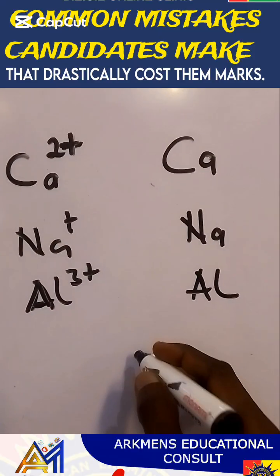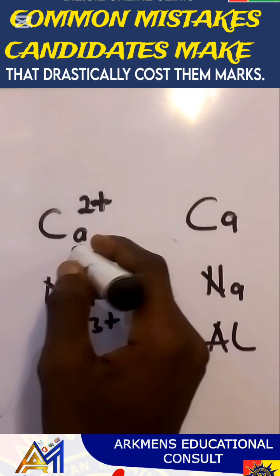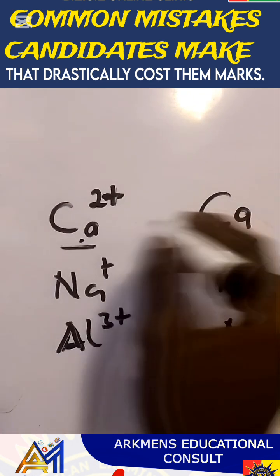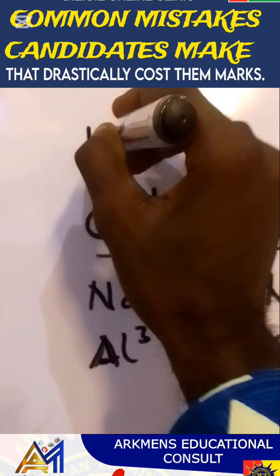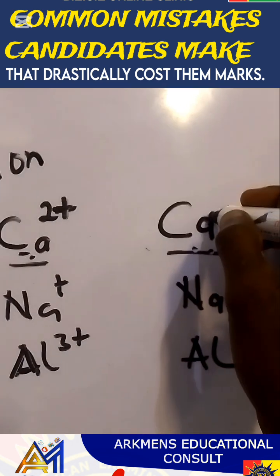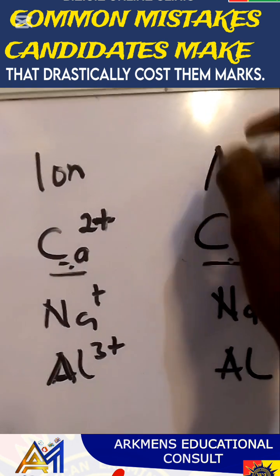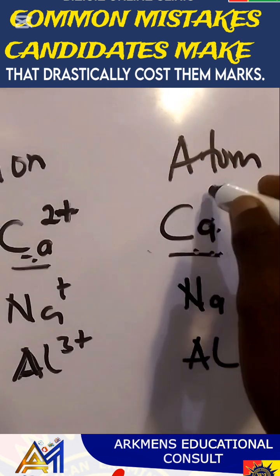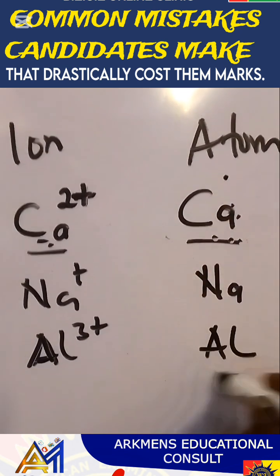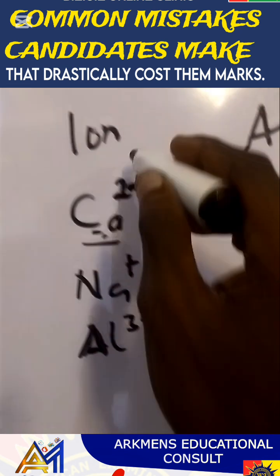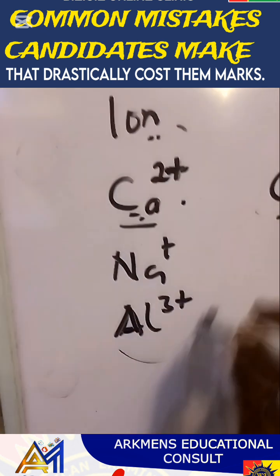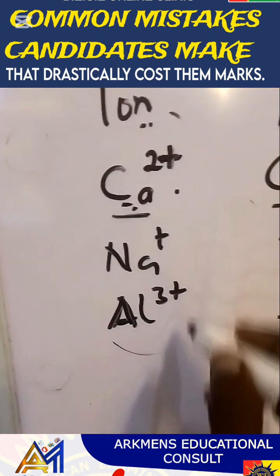Okay, so let's look at something over here. Most of you see this question. We have here Ca plus and Ca. These are two different things. This is an ion. This one is an atom. An atom normally does not have charge. They have not undergone any chemical reaction. An ion over here has a charge. And this is what is telling you that they have lost or gained electrons.